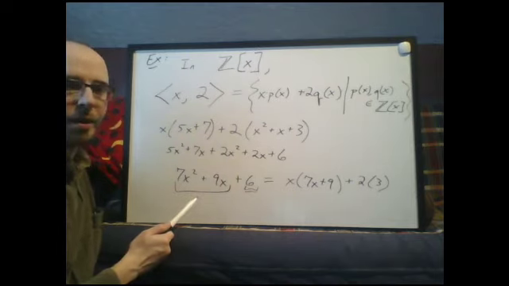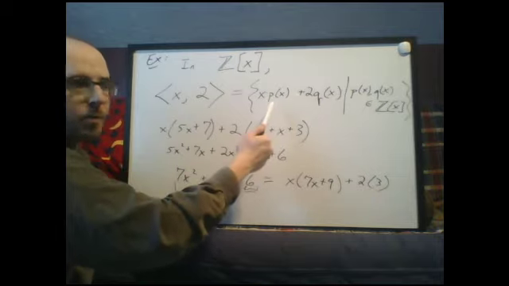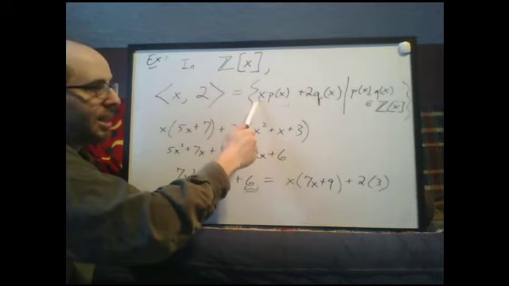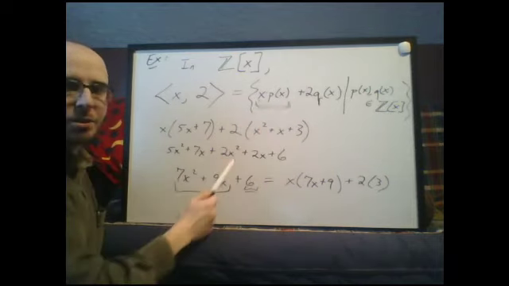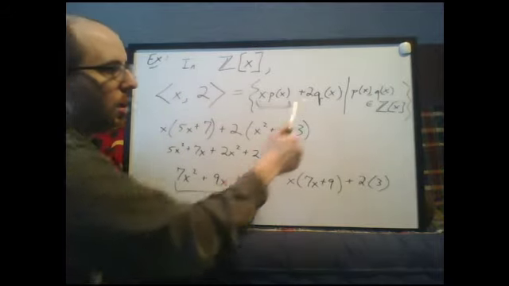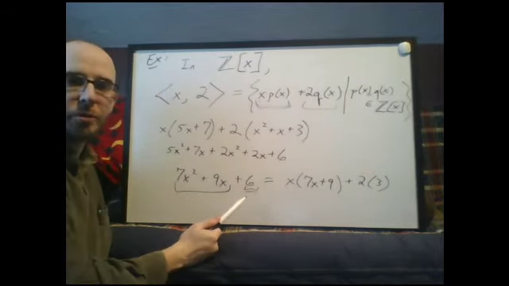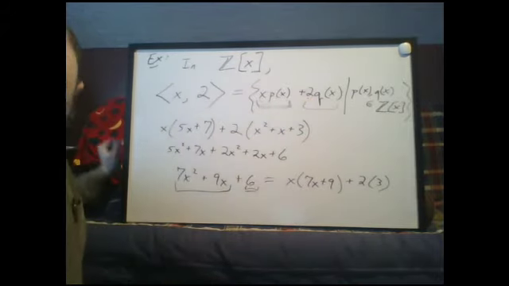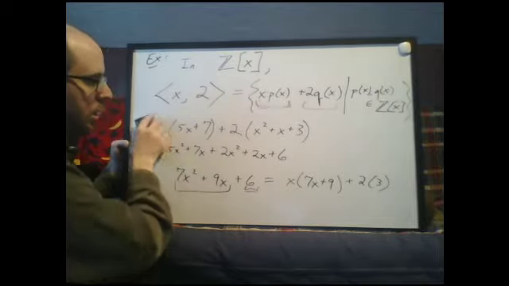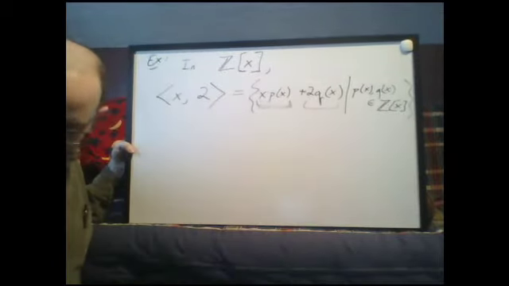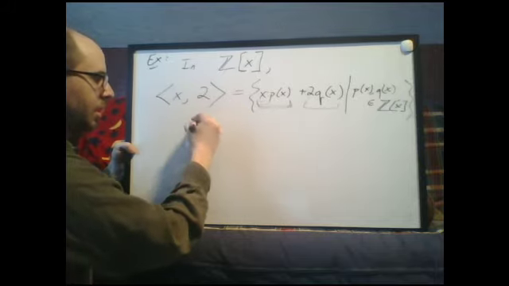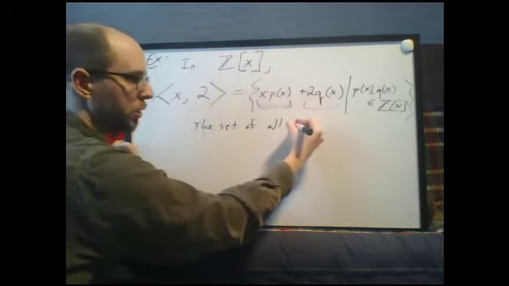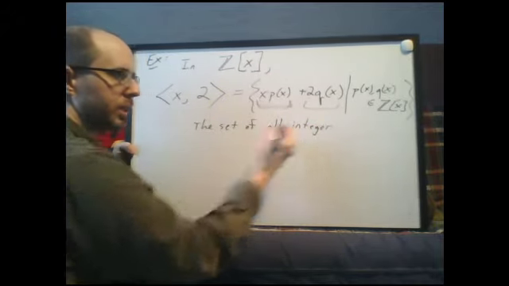So if I have a polynomial that can be written like this, x times p of x, because I'm multiplying by x, this part here will not have a constant term. It'll have a 0 constant term. Whatever constant term I get from 2q of x is going to be a multiple of 2 because I'm multiplying by 2 there. So in words, as a set, this is the set of all integer polynomials with even constant term.